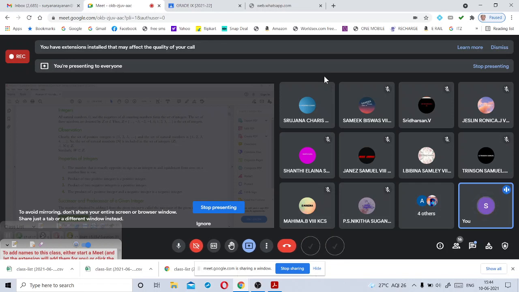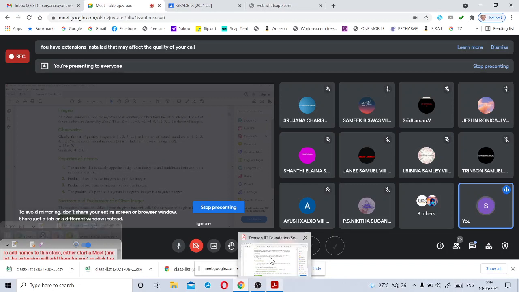Yes, sir. If 7 is a number on the number line, it is at a distance of 7 units from the number 0. If you take minus 7, it is also a number which is at a distance of 7 units from the origin, but in the opposite direction of 7. Yes or no? Got this point? Yes, sir.